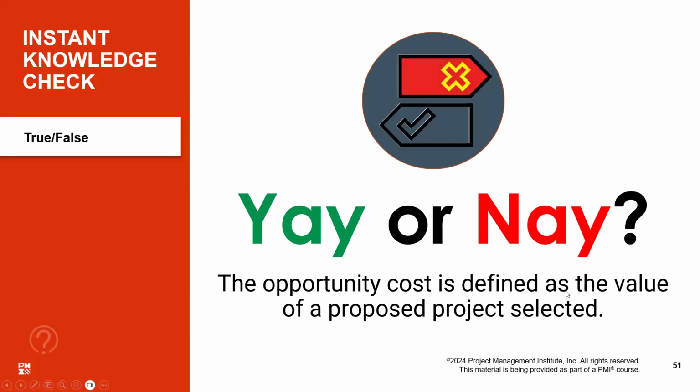Very right. Opportunity cost is not defined as the value of proposed project selected, but it is the value of the second best option. Second best option. Okay.